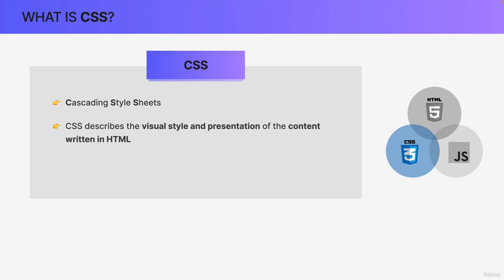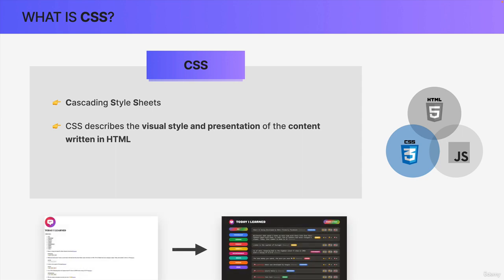This means that CSS and HTML work very closely together. And in fact, down here you can see a web page, which is actually the project that we are building in this course. So on the left side, you see only the content. So just the HTML with no visual style at all. But on the right side, you have the exact same HTML code, but with a lot of CSS applied to it. And so that CSS describes the visual style and also the layout of the whole content.